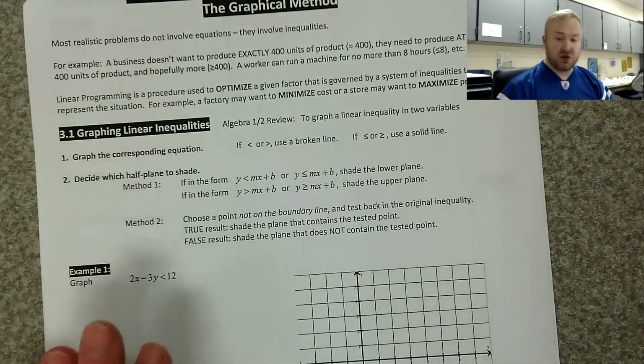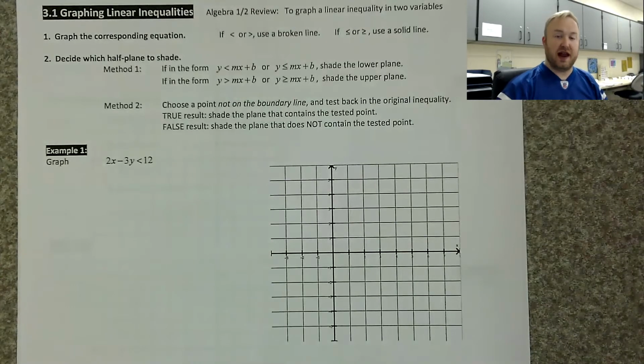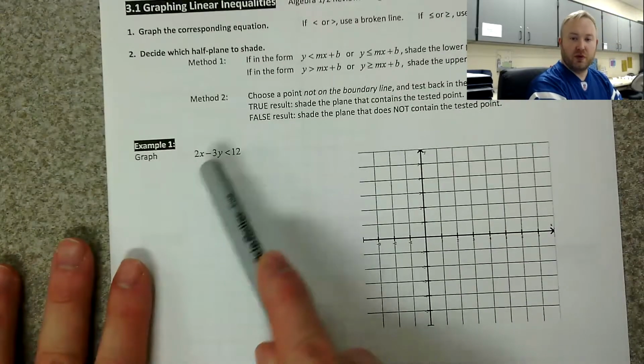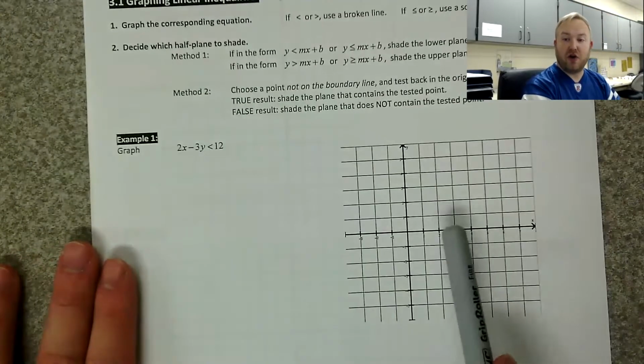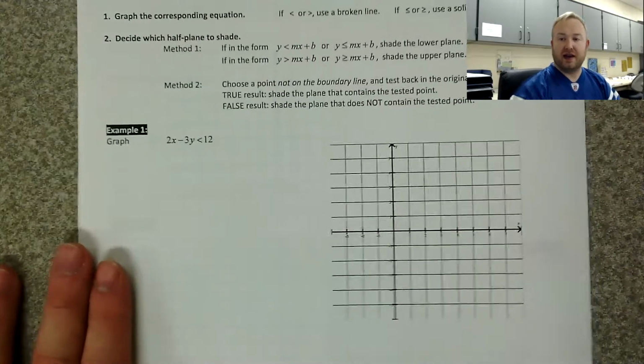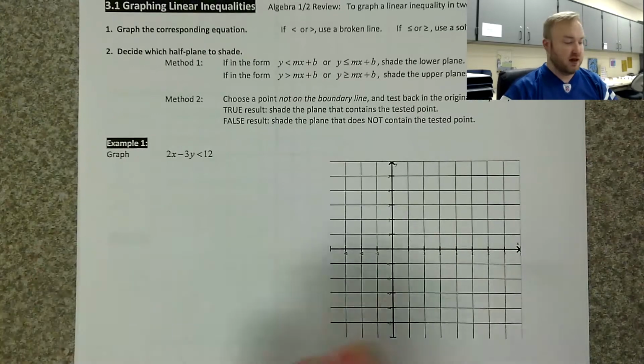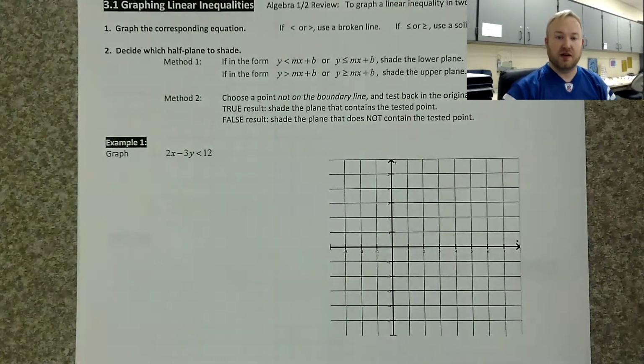So this is really a review of graphing a linear equation and then shading it to graph the inequality. So here I have an inequality. I want to graph all of the ordered pairs that are solutions to that inequality. I'm going to come back here in a little bit and make sure we understand what it means for an ordered pair to be a solution to the inequality.